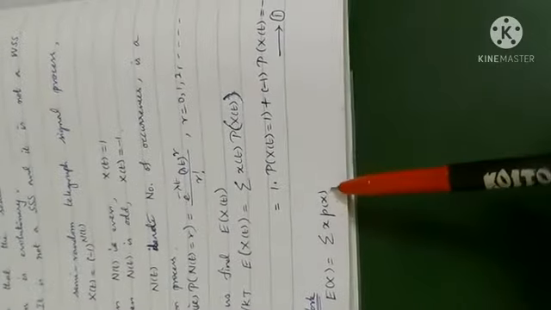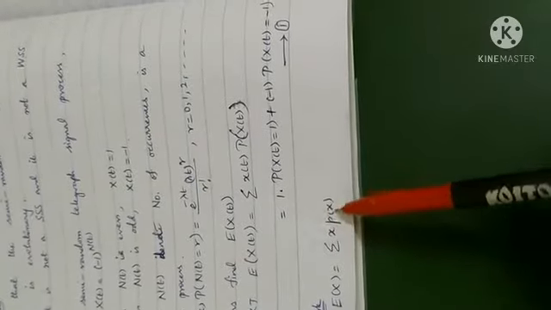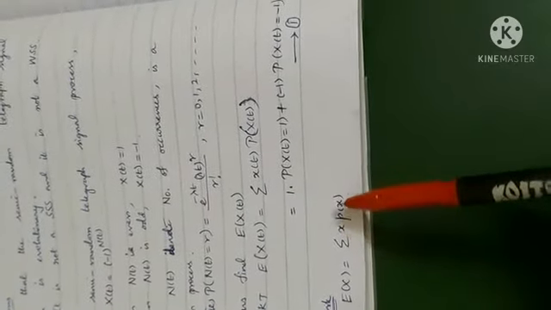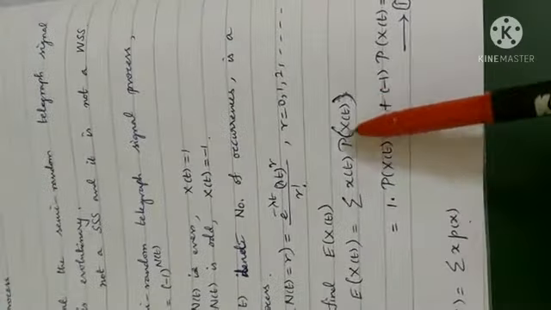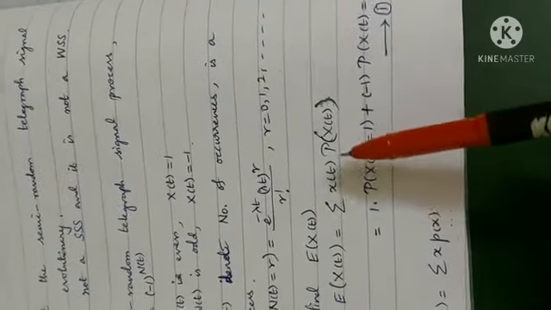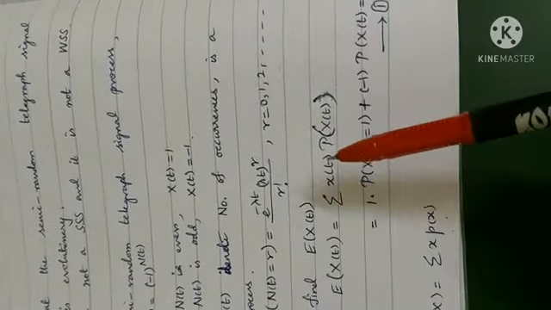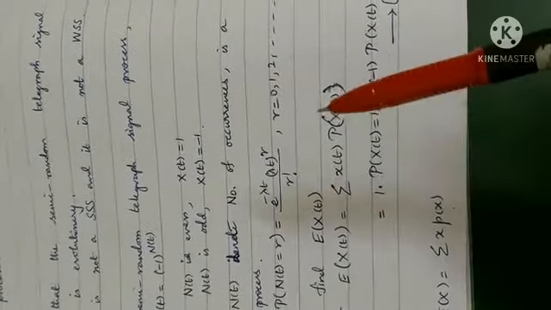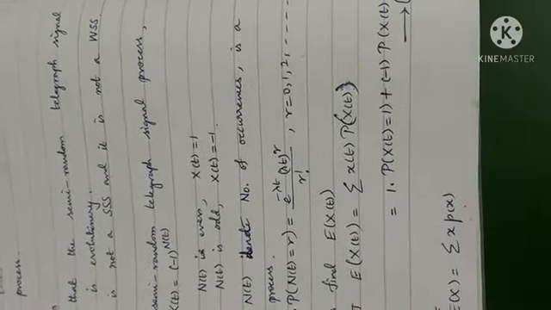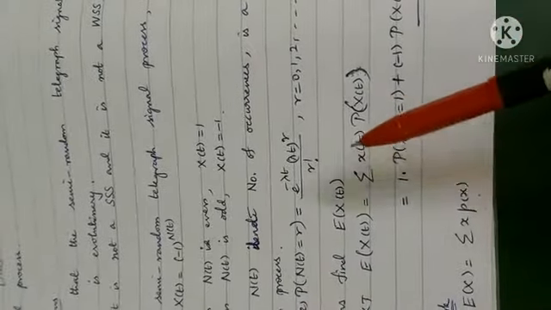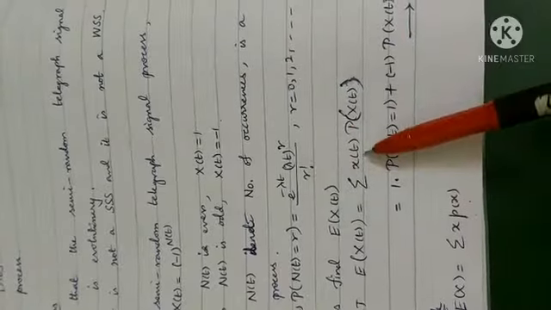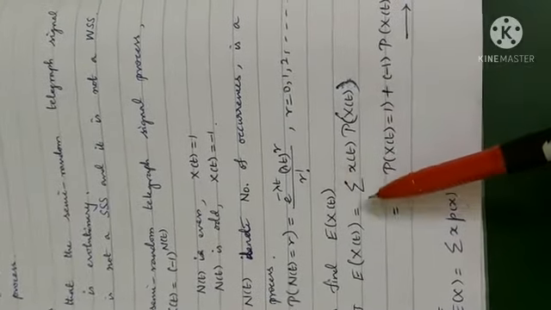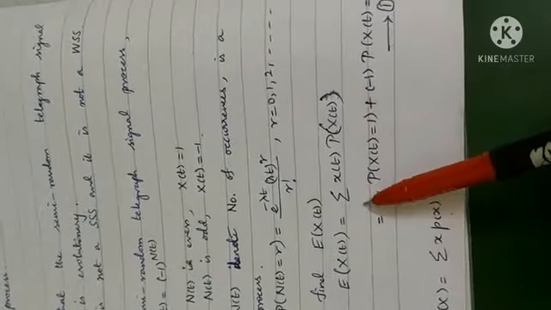There are many ways of defining this, and many ways of notation. Summation of x into p of x, or summation of x into p_i, with suffix i. So let us write X(t) into p of X(t). And we know X(t) takes two values, 1 and minus 1. It depends on N(t): from the value of N(t), X(t) takes plus 1 or minus 1. So the summation is over X(t), which takes plus 1 and minus 1.